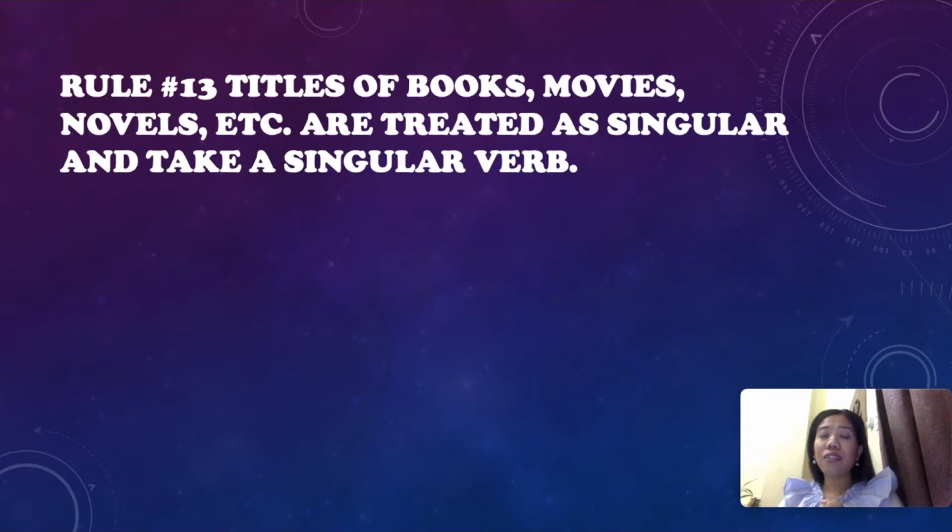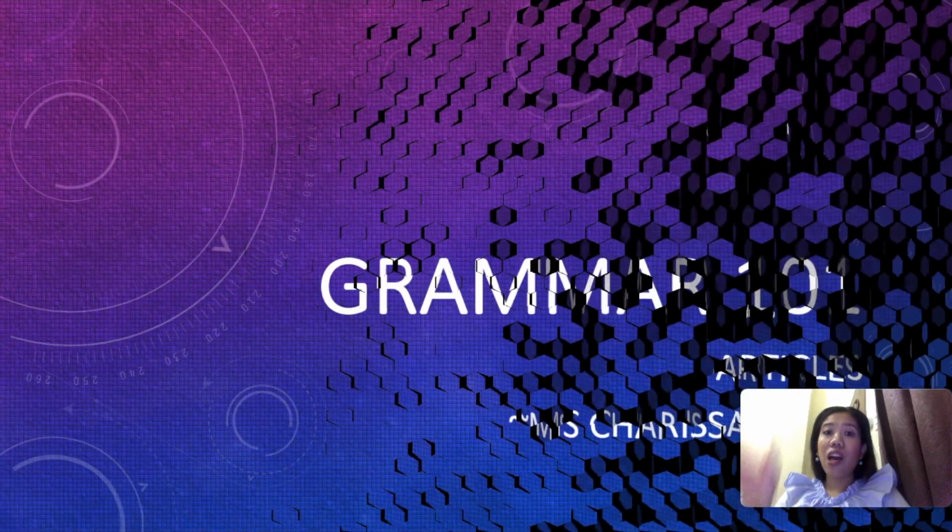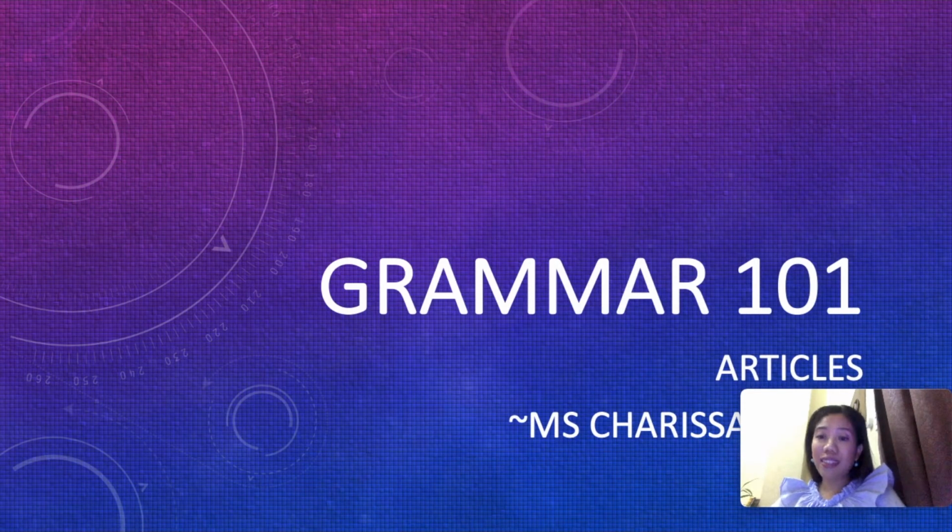Rule number 13. Titles of the book, movies, novels, etc. They are treated as singular and take a singular verb. Okay? Even though they are joined by and in the title, like Pride and Prejudice, it's a single subject, that singular subject. Pride and Prejudice was written by Jane Austen. Okay, that ends our subject-verb agreement.